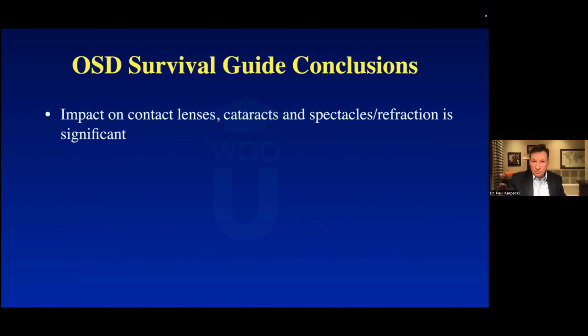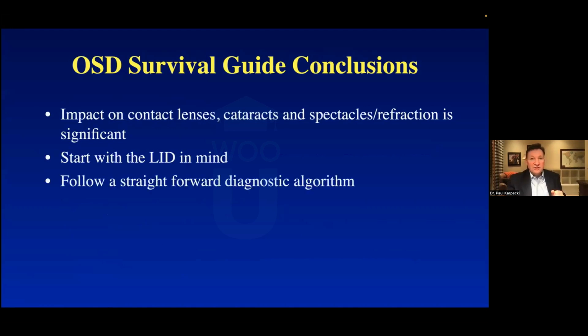So let me get to some questions for sure. OSD affects contact lenses, cataract, spectacles. You've got to start with the eyelid if you're going to have any sort of survival guide to managing these patients. Use easy algorithmic diagnostic tools such as: what are the questions triaging? What are the side effects? Do I have symptoms? Do I have a sign? Yep. Okay, now what type of dry eye do I have?